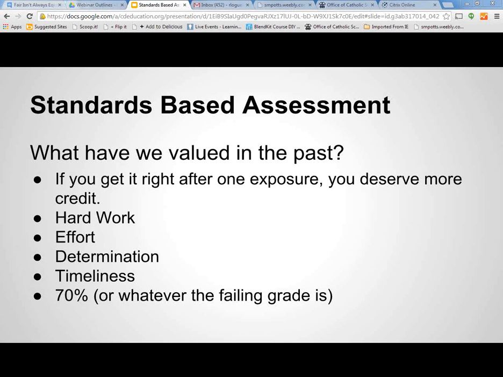Timeliness. Do they turn something in on time? Counting off for things being late isn't really taking a look at how a student is doing based on the standards. Instead, what it's looking at is whether or not they can turn things in on time.